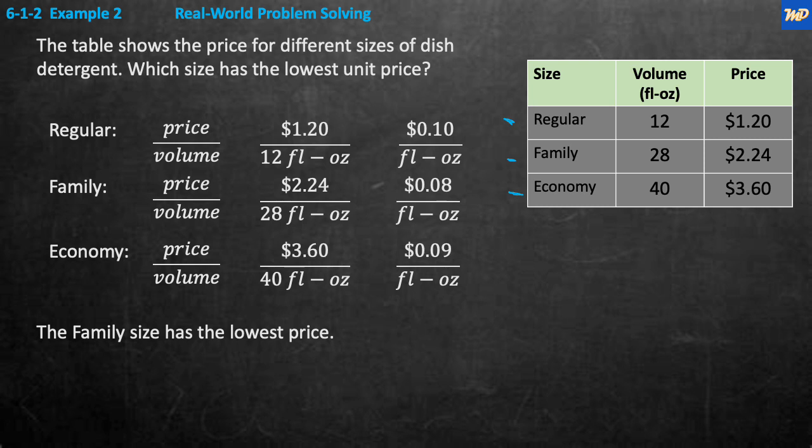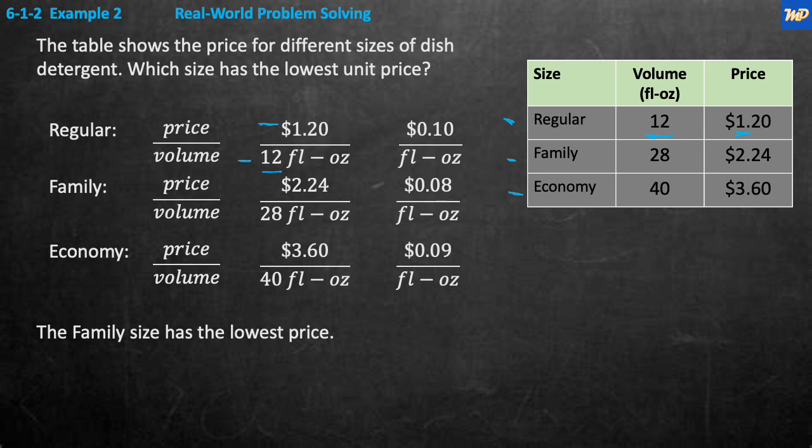So for regular we have price and volume: $1.20 per 12 fluid ounces. See, 12 ounces right here, and it's $1.20. So the price is $1.20 per 12 fluid ounces. If you carry that out and do the division, 120 divided by 12 is 10 cents. $0.10, 10 cents per fluid ounce. So the 12 fluid ounces is gone now. It's just a unit number. 10 cents per fluid ounce.